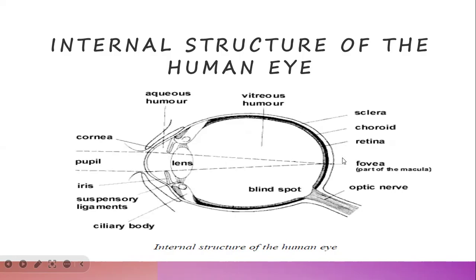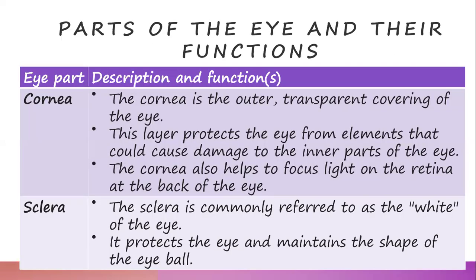Then there are parts after this open space here, the vitreous humor. They include the sclera, choroid, retina, and there, that is the part of the macula and the optic nerve. And there's a part here that is the blind spot. So all these are the parts that are seen in the internal structure of the eye. Now we'll discuss each part with their functions.